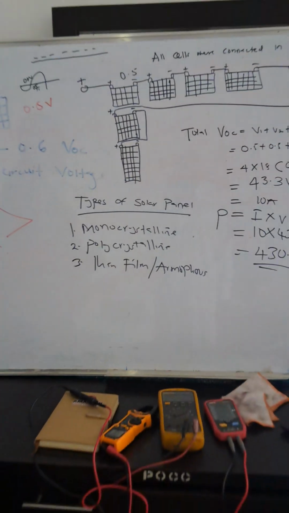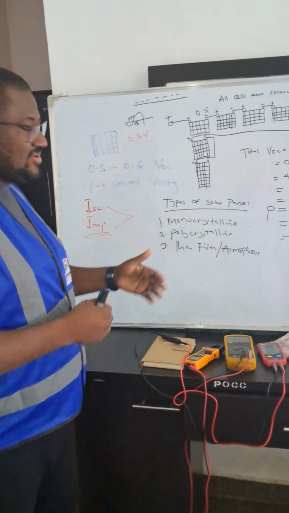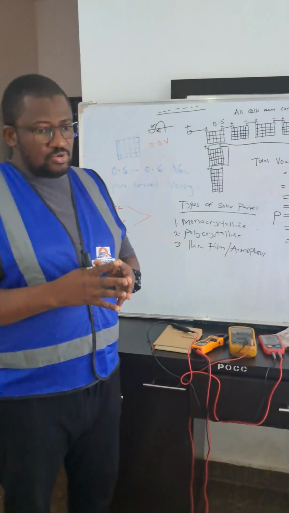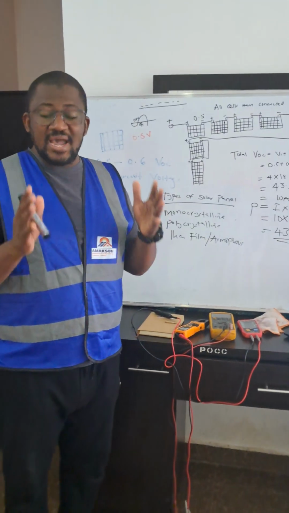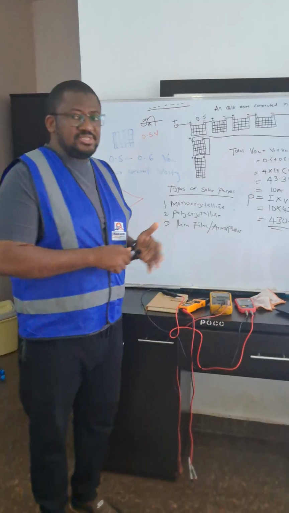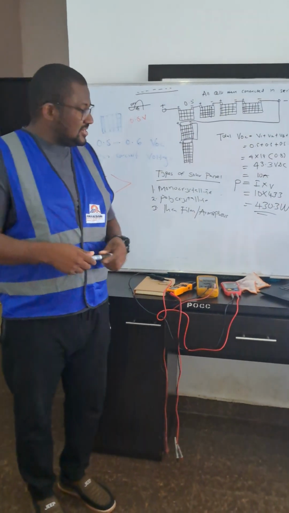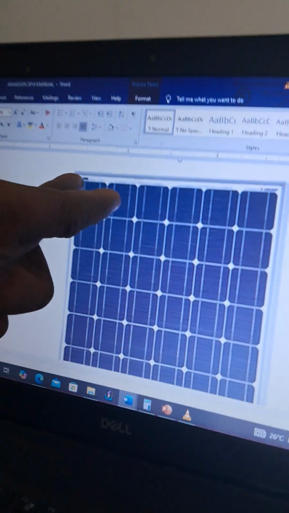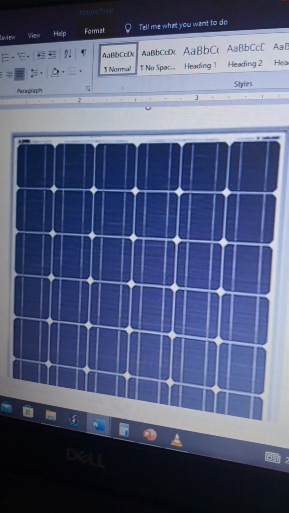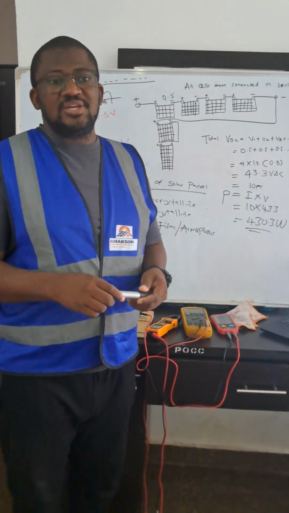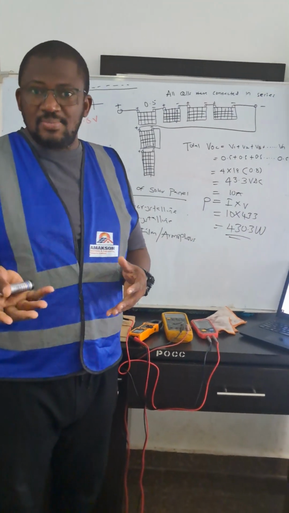Okay, what is monocrystalline? What is polycrystalline? And what is thin film? Monocrystalline solar panel is the one that has the highest efficiency among the 3 types of solar panel. It has a filament pattern, just like this, which means it has a diagonal shape. For you to identify it, it has a small diagonal shape like this. Sometimes it comes pure black, sometimes in bluish color. And at the same time, we have different types. It can be foldable.